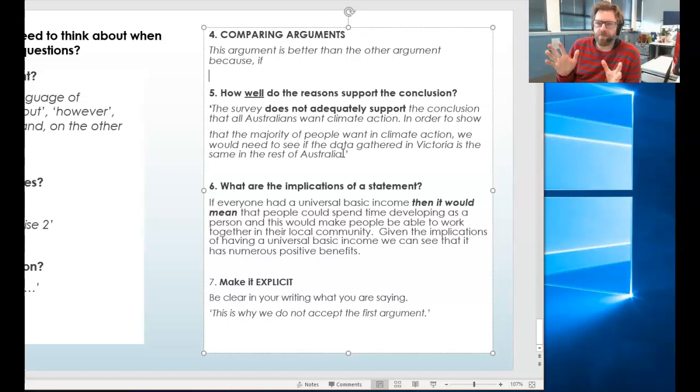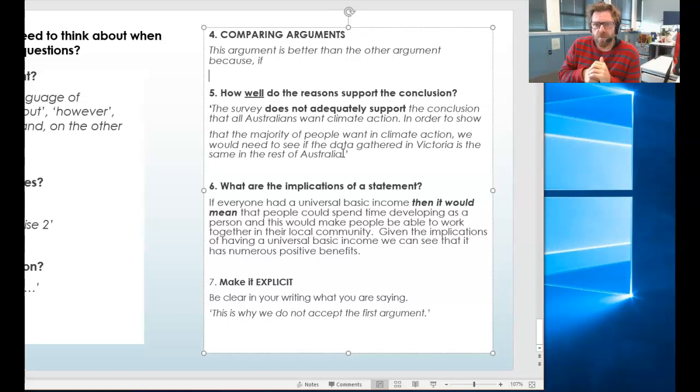It might be that there is a bias in your survey, and so that survey does not adequately support the conclusion that all Australians want climate action. It might support the conclusion that all Victorians want climate action. So that reason strongly supports that people want climate action in Victoria, but maybe it doesn't support as strongly all of Australia. So how well does your reason link to and support, or allow you to accept, the conclusion as true? That's something you should really be able to think about.